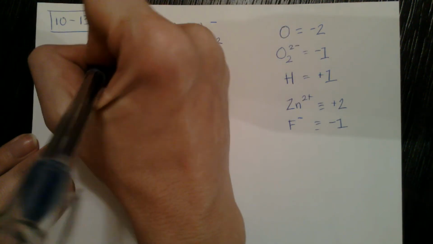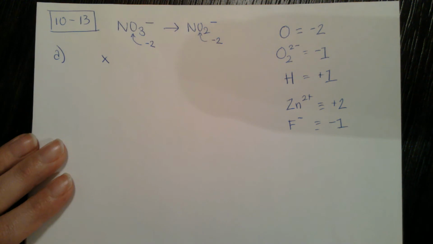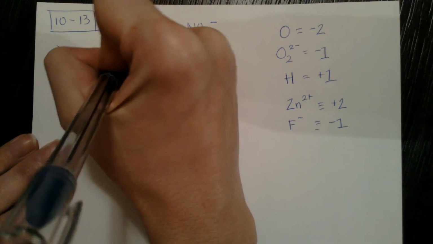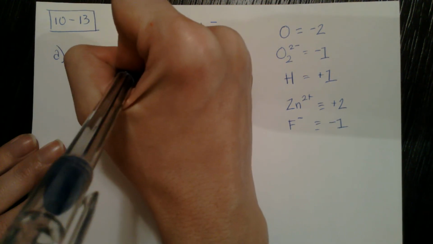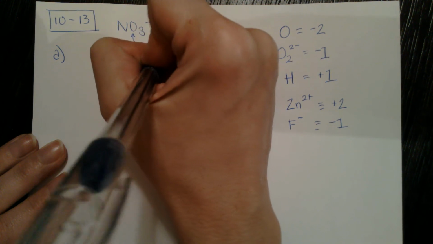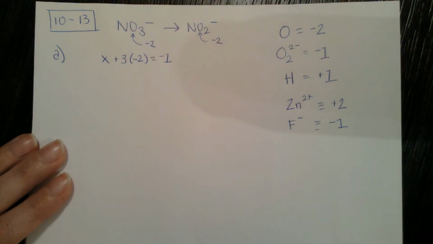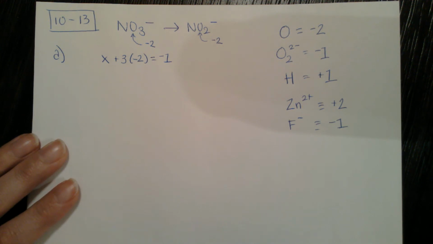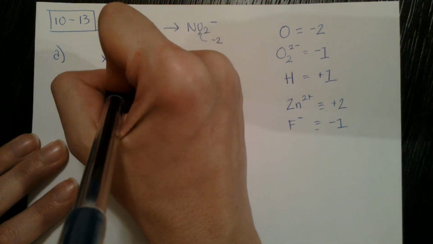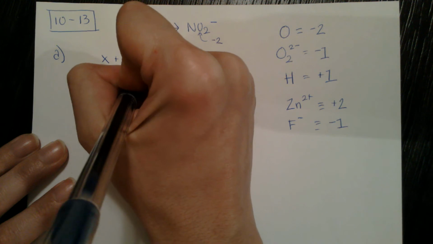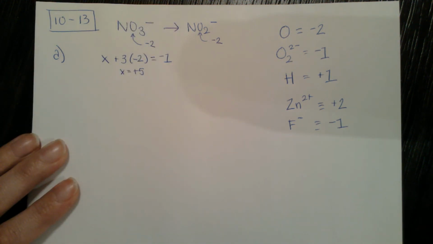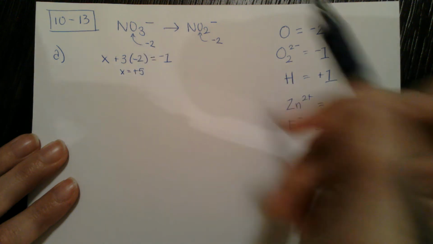So for this one, I'm going to say whatever nitrogen is, we'll call it X, plus 3 oxygens that all have a -2 charge has to equal the charge of the ion, which is -1. If we solve for X, in this case, X equals +5. So nitrogen is +5 oxidation number in nitrate.